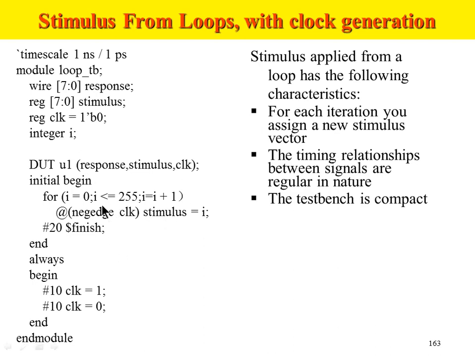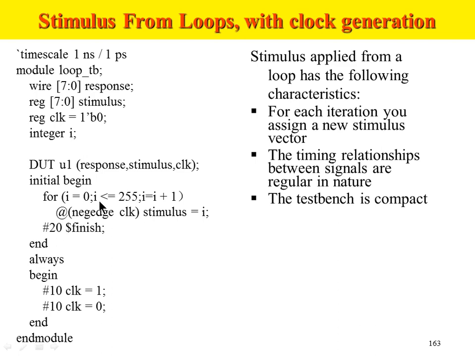After the for loop is over, I wait for another 20 nanoseconds, because that's my timeline, the timescale declared here. After the for loop is over, I finish my simulation or stop my simulation. End the initial block. But we have an always block. Why? Because there is a clock requirement.